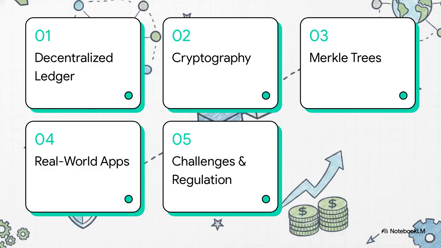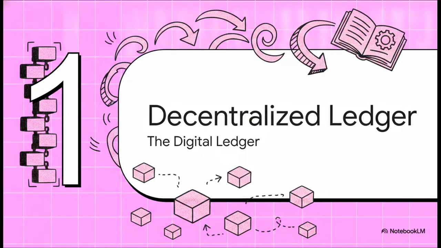So here's our roadmap for this explainer. We're going to start with the decentralized digital ledger, then look at cryptography, specifically hashes and keys. After that, we'll break down Merkle trees, check out some real-world blockchain applications, and wrap up with challenges and US regulation. Kicking things off with Section 1, the decentralized digital ledger.